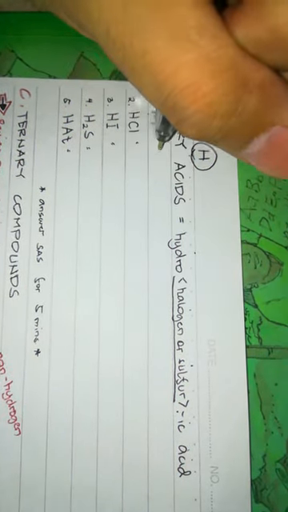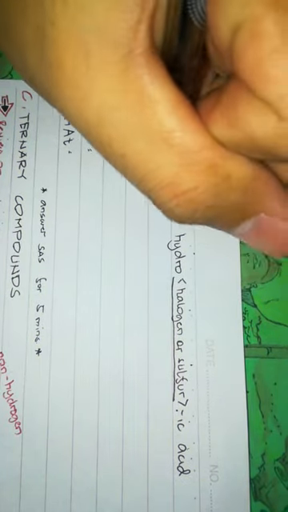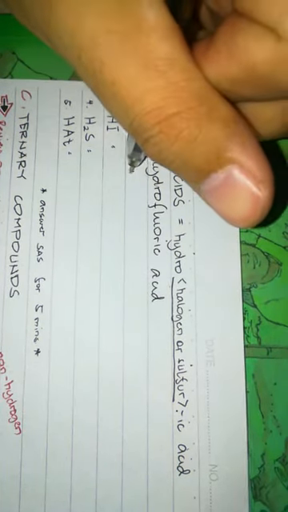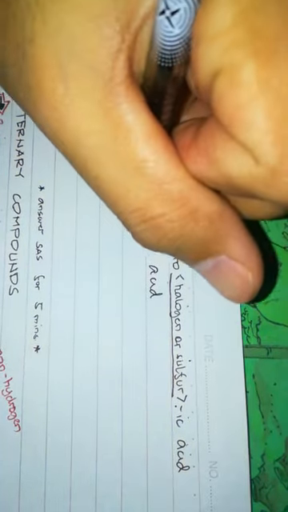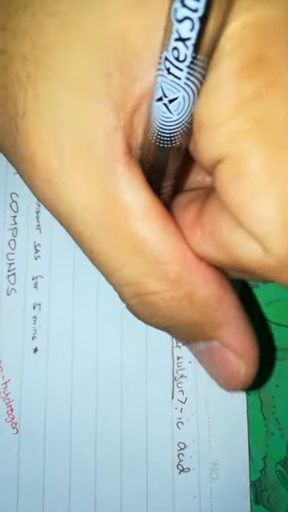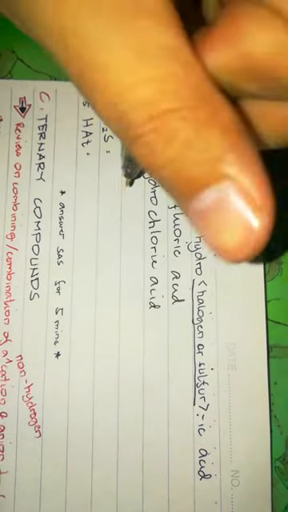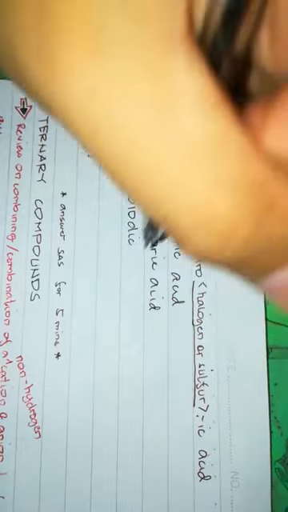So, number 1, it is hydro. F is fluorine. Gawing ik ang dulo, kaya fluoric. And then, isulat ang acid. Next, Cl. HCl, kaya hydro. Cl is chlorine. Gawing ik ang dulo, kaya hydrochloric acid. Next, HI. I is iodine. So, hydro. Iodine, gawing ik ang dulo, iodic acid.